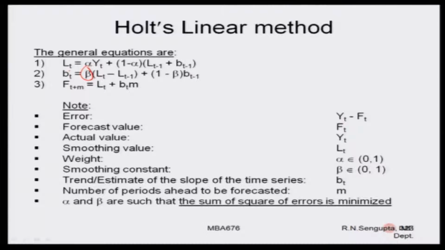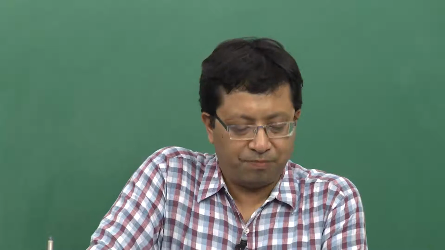Then the trend or estimated slope of the time series, which you are trying to find out, is b suffix t, which is also changing. So, do not confuse this b suffix t with the concept of beta or m, which we considered earlier. Consider it some different type of trend or estimate.